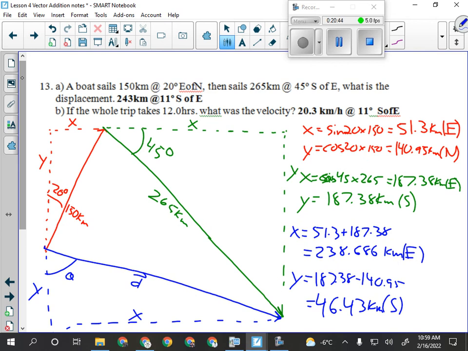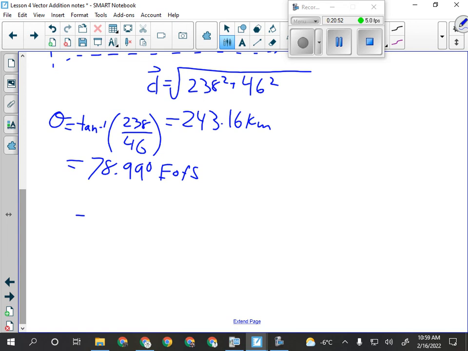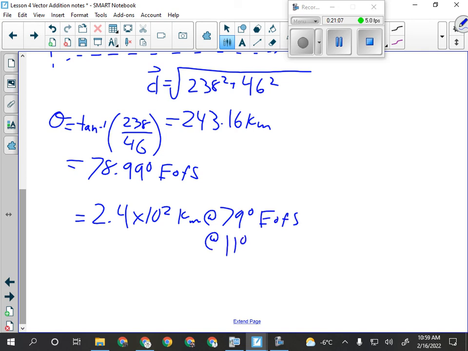So we're only gonna have 2 significant figures, so this answer is actually incorrect. Okay, it should be 2.4 times 10 to the 2 kilometers at 79 degrees east of south, or at, we said 11 degrees south of east. Okay, either one of those would be correct.